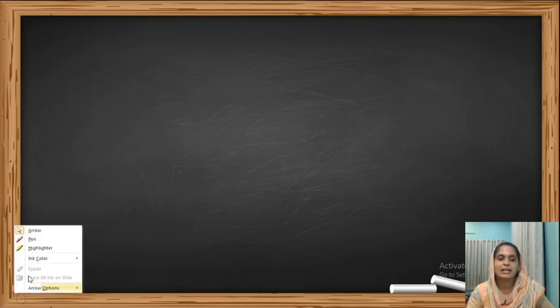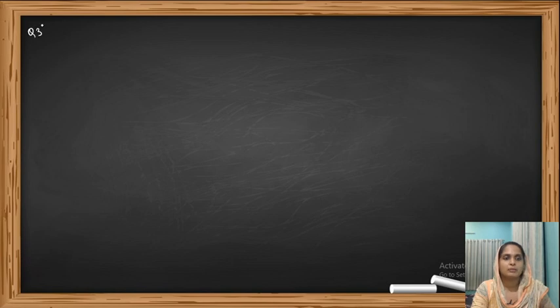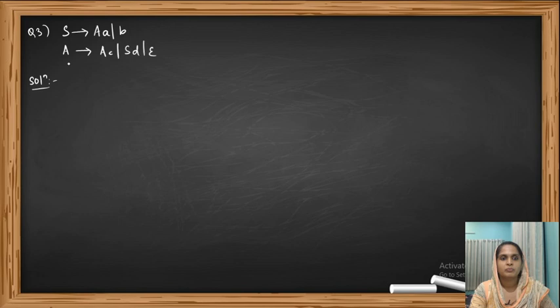Let's consider one last question. Question number 3. So the question is S produces A bar B and A produces AC bar SD bar epsilon. Okay. So our first step, step 1 means, what is our step 1? We have to eliminate left recursion from the first production. That means we have to eliminate left recursion from the S production.